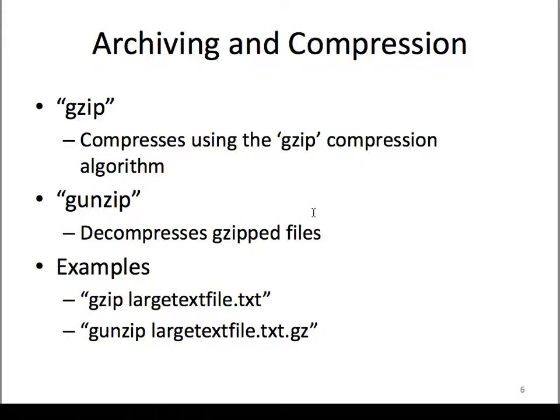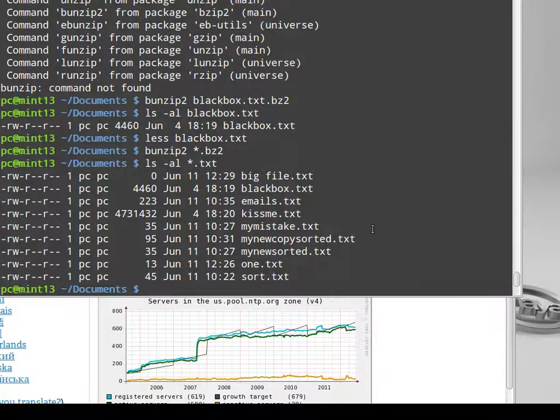Now let's look at a little older archiving and compression utility, and it is called Gzip. And this uses the Gzip compression algorithm. And similar to what we saw with bzip2 and bunzip2, there's a gunzip, which decompresses Gzip files, and it works just the same as the bzip2 utility. So let's go in here and run this, and then let's compare them to see how much space each saves relative to the other one.